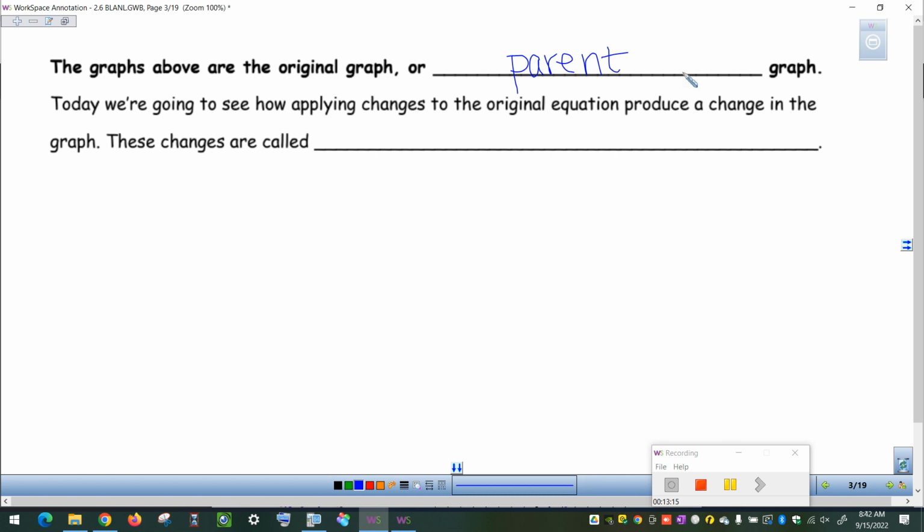And the goal today is we're going to see how applying changes to that original equation produces a change in the graph, and those changes are called transformations. If something transforms, it's changing.